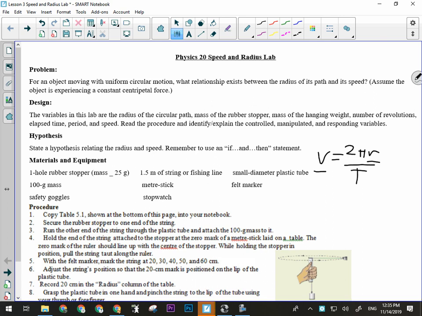Now, we know that there are other things that can affect the speed of an object moving in a circle. One of those things is the force that's pulling it back. If I increase that force, will it change the speed? Yeah, it will, because we learned this formula just the other day: Fc = mv²/r. If I change Fc, that's going to change v. So I want to make sure that the centripetal force stays the same.